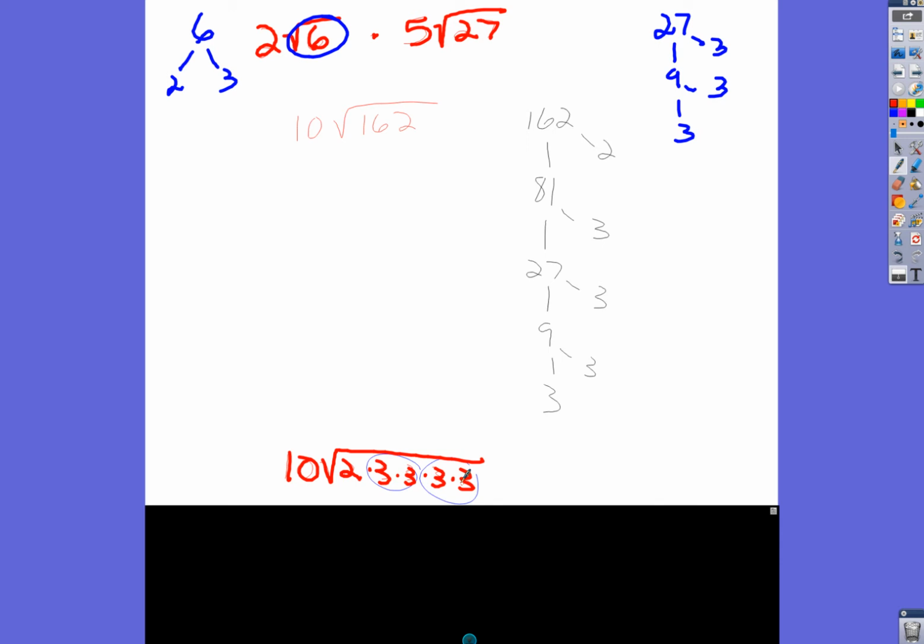Because this is a square root, the index is 2. In order to get out, we have to pair them up. What do we have pairs of? 3. So we have 2 pairs of 3s. So who's going to join the party on the outside? 2 3s. I already have a 10 there. What is 10 times 3? 30, and then times another 3? Good. And what's going to stay on the inside? Fantastic.